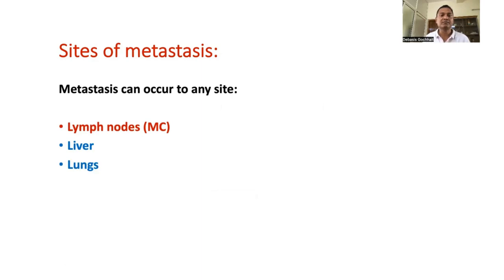It is followed by liver and lungs, which are also two common sites or two common visceras where metastasis happens. And you can also encounter metastasis in case of bone, like renal cell carcinoma, prostatic carcinoma, breast carcinoma, which frequently go to bone. And also you can rarely encounter metastasis to the brain.